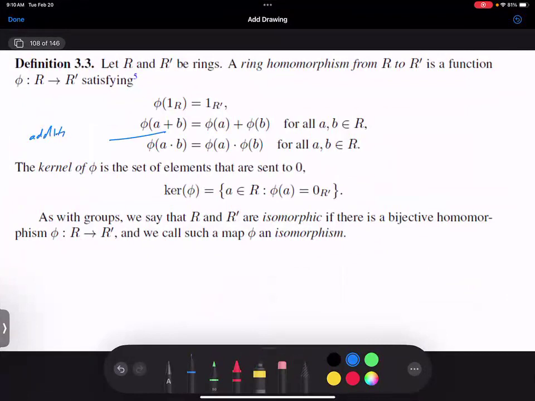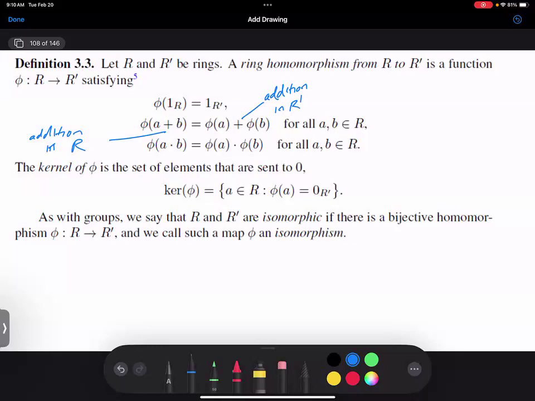This is addition in where? In R. And over here, where is this addition? In R prime. So it's not necessarily the same addition. We could put subscripts R and R prime on everything and just make it an absolute nightmare to read. So we just assume that when you see something like this, you're adding things with the correct addition law for that space.